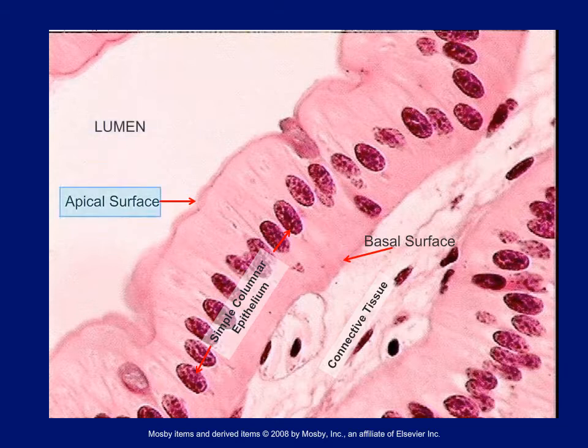And the apical surface of that epithelium is the part that is exposed to the lumen. In fact, in most cases, we would call that a luminal surface. And then beneath the cells, we see the basal surface. The basal surface is just the bottom of the cells and the part that's sitting on the basement membrane.